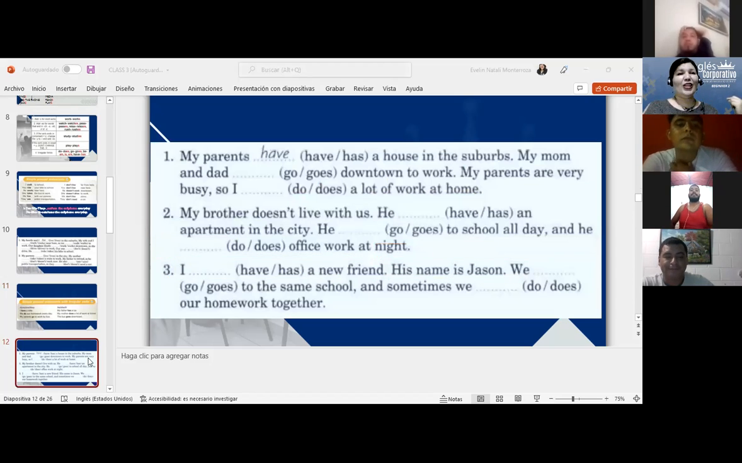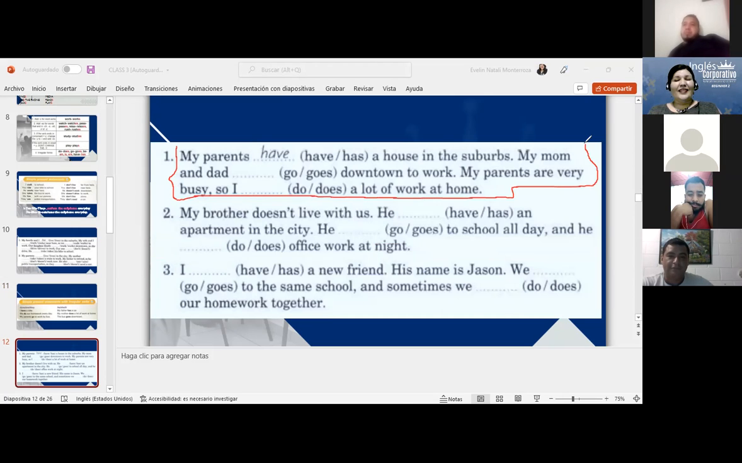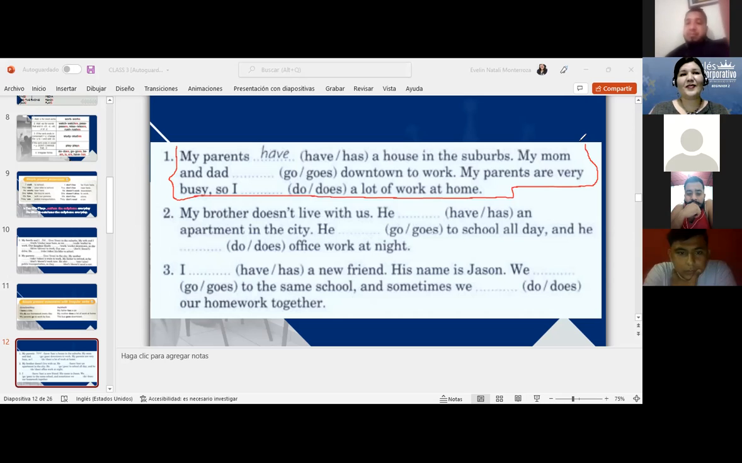Let's finish the night with one exercise, okay? We're going to finish the night with this exercise. I need you please to analyze it first. Hoy les voy a dar tiempo para que los analicen y me den las respuestas correctas. Analyze number one, and you are going to give me the sentences. Go ahead. Analyze number one. Ready?